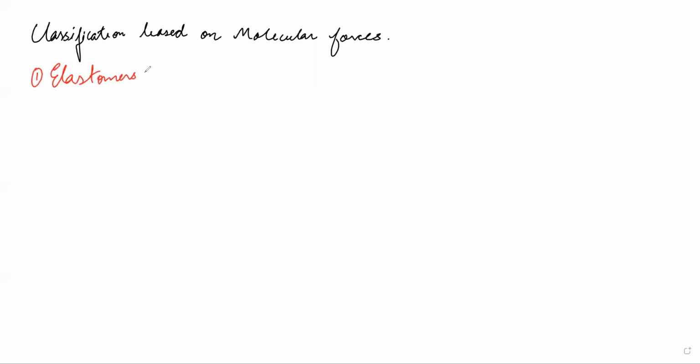The first category is elastomers. So when I say elastomer, what do you understand? Elastomer, the word itself gives us an idea that it is elastic. It's rubber-like solid and is elastic. Okay, and if it is having elastic properties, is it having strong bonds? When I say about elastic property, what do you think? Is it having strong interaction or weak interaction?